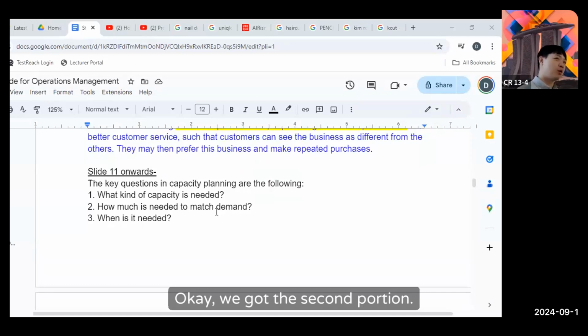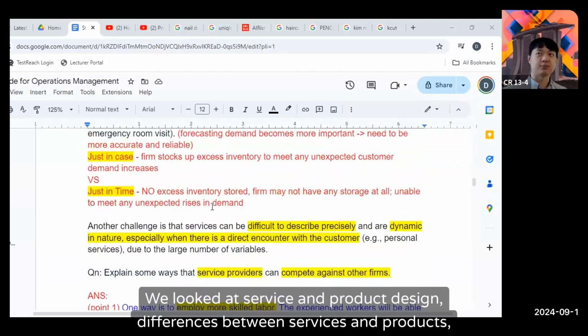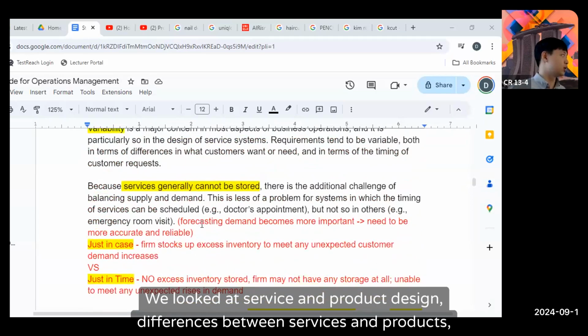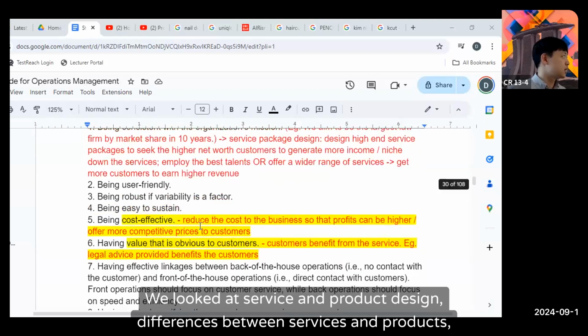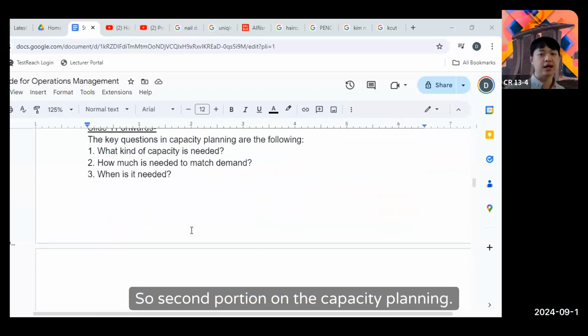Okay, going on to the second portion, we look at the capacity planning. So previously it was all on service design. We looked at service and product design, differences between services and products, all this that we went through just now. So second portion on the capacity planning.